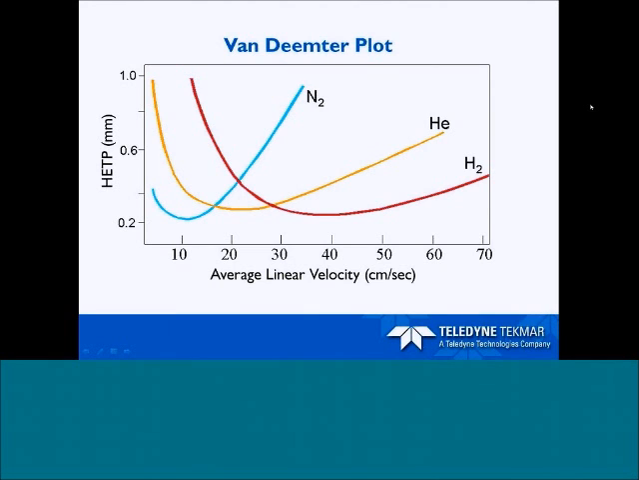Nitrogen has a steeper Van Deemter curve and narrow velocity range. So as the pressure increases, you lose phase efficiency, resulting in poor separation.